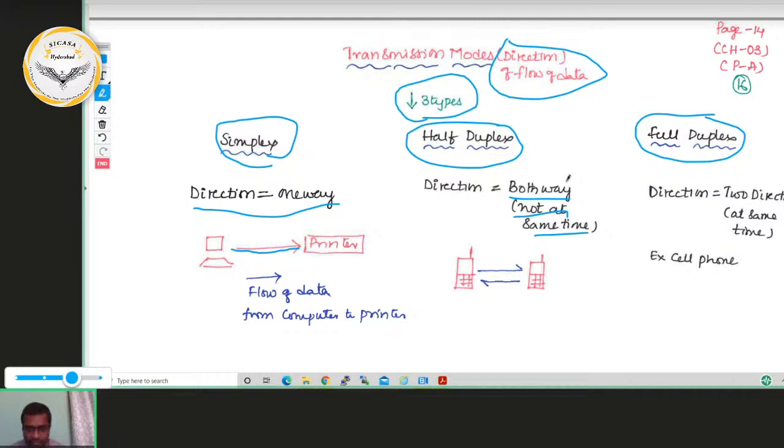So what do you mean by transmission mode? Transmission modes always deals with what is the direction of flow of data. How many types we have? We have three types. First one is called as a simplex transmission. Second is half duplex transmission. Third one is full duplex transmission.